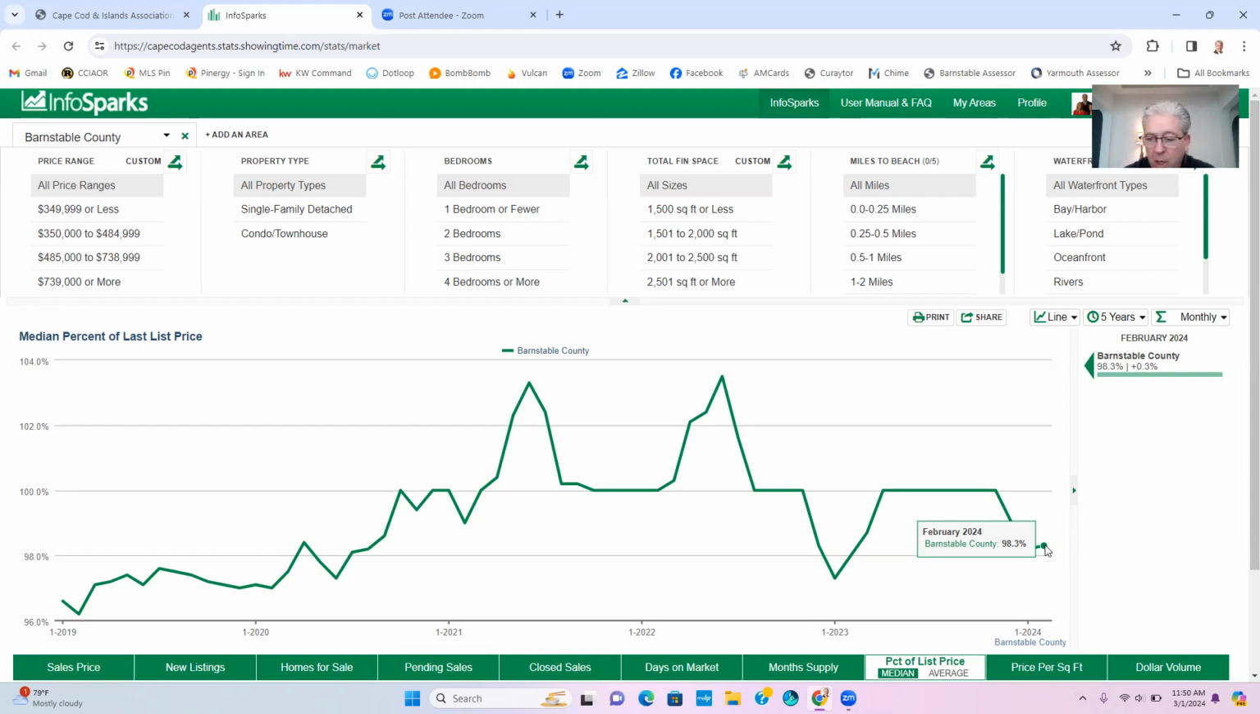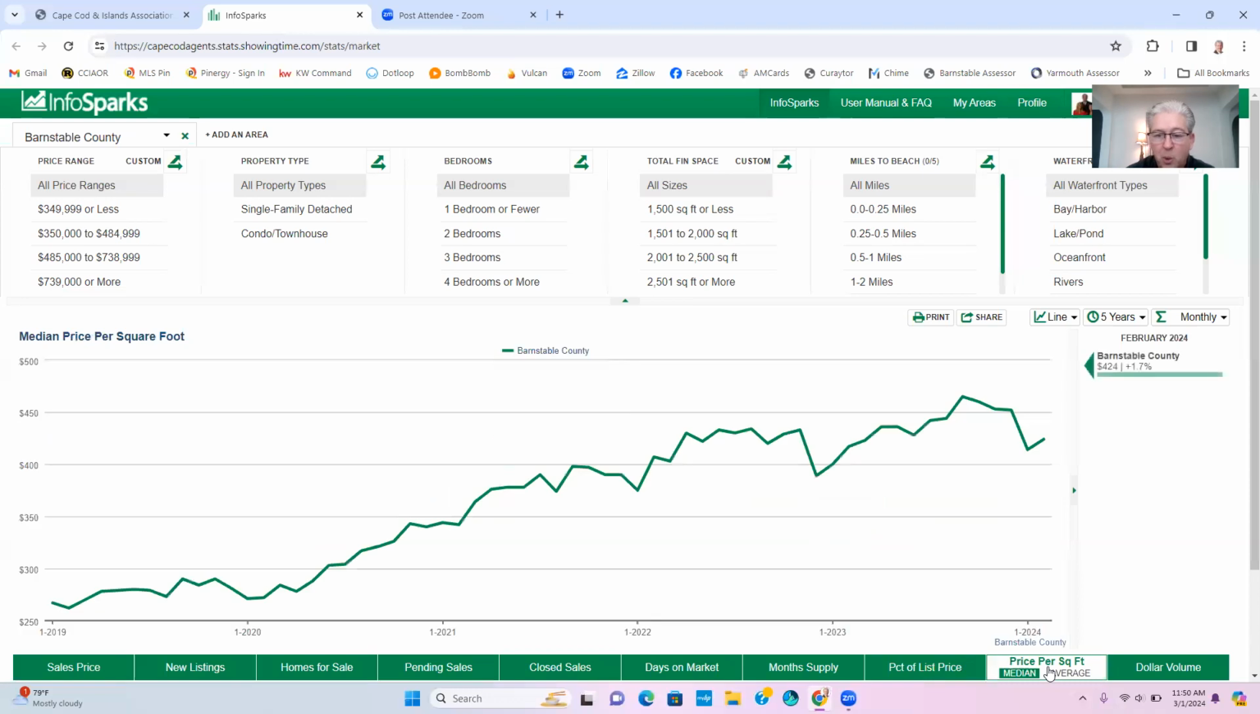The last thing we want to talk about is your price per square foot. Price per square foot is averaging around $424. In January, it was $414 per square foot, so that is an increase of $10 per square foot. If you're thinking about building a piece of property, keep that in mind, around $400. You can do it for less depending on the quality and the finishes that you choose.